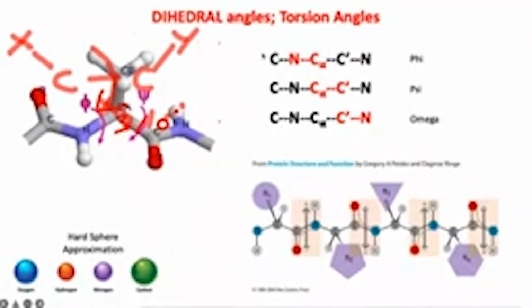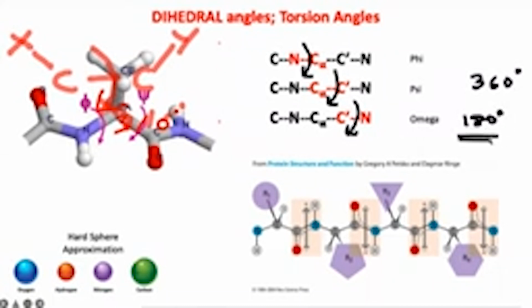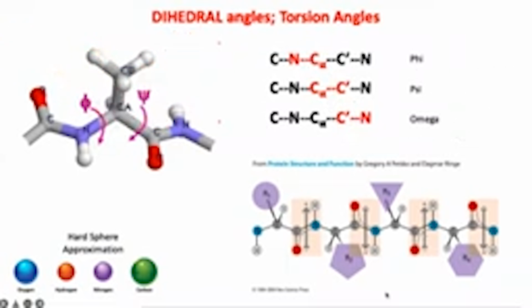Let me go back. So here is the phi bond. This is the phi rotation. This is the psi rotation. This is the omega rotation. All of them can rotate 360 degrees. Omega most of the time, almost always, stays at 180 degrees, whereas phi and psi in theory can rotate from 0 to 360 degrees, which is pretty much what the Ramachandran map is showing you.